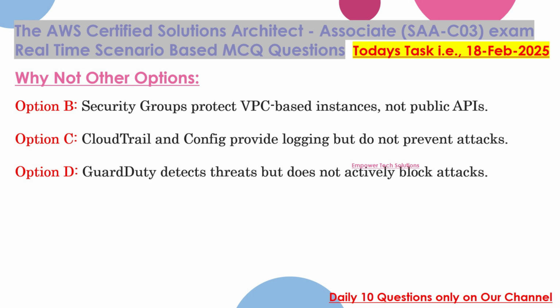Why not other options? Option B. Security groups protect VPC-based instances, not public APIs. Option C. CloudTrail and Config provide logging but do not prevent attacks. Option D. GuardDuty detects threats, but does not actively block attacks.